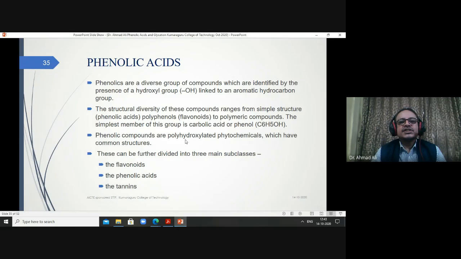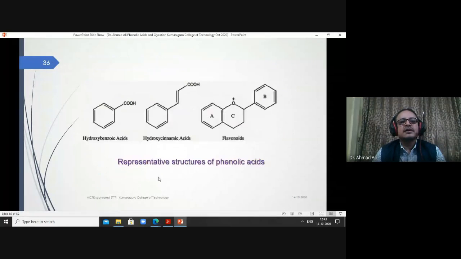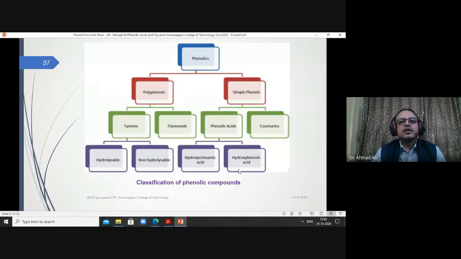Phenolic acids are polyhydroxylated phytochemicals. They can be further divided into several groups: flavonoids, phenolic acids, and tannins. Some of the representative structures are hydroxybenzoic acid, hydroxycinnamic acids, flavonoids. This diagram shows the classification of phenolics: polyphenols, simple phenols, tannins, flavonoids, phenolic acids, coumarins, and hydrolyzable and non-hydrolyzable tannins. Then we have phenolic acid, hydroxycinnamic acid, and hydroxybenzoic acid.